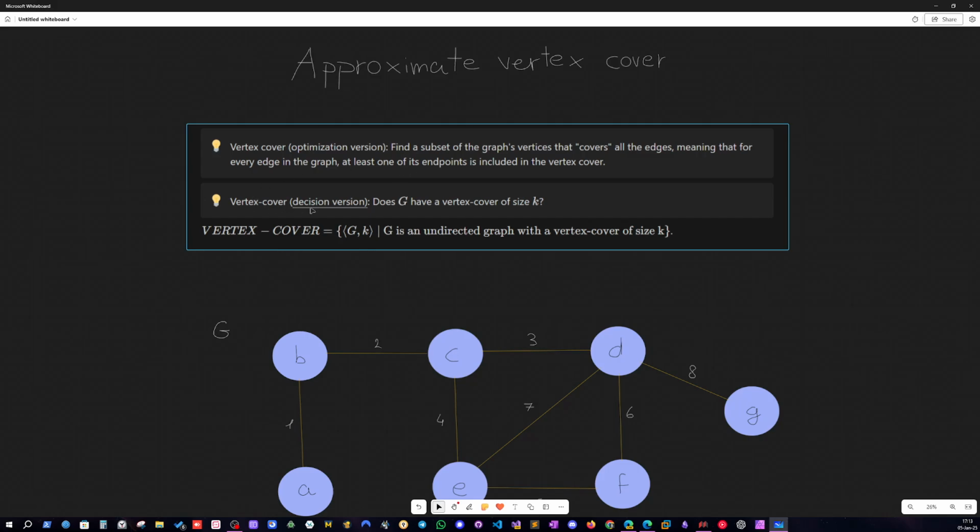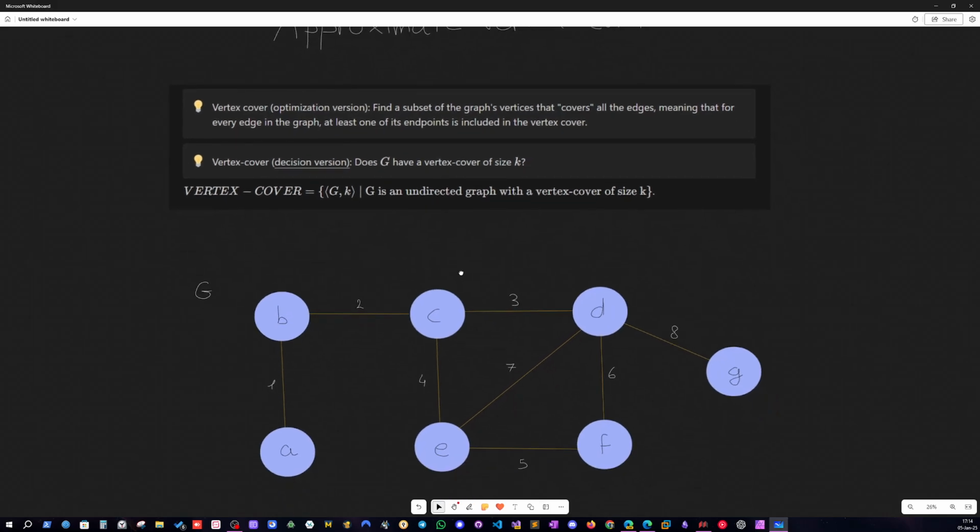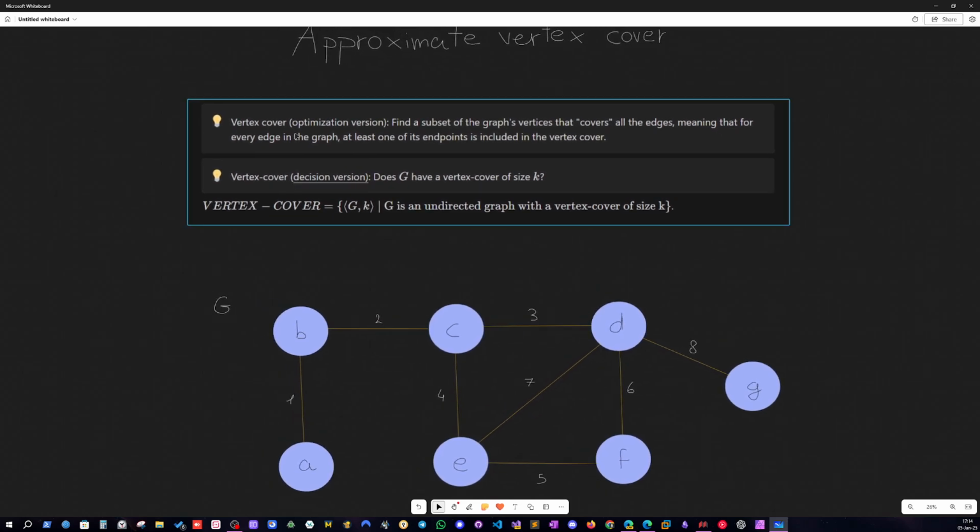While the vertex cover decision version says the following. Does G have a vertex cover of size k? Yes or no? So the answer in the decision version will be simply yes or no, while the optimization version asks to effectively find a subset. So that's what makes it difficult in the optimization version, because we are required to find this subset.